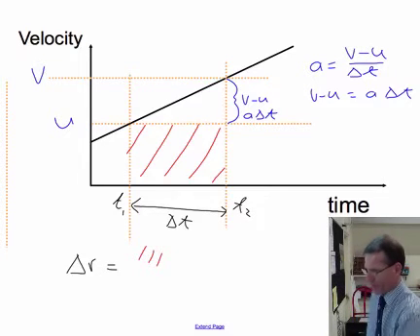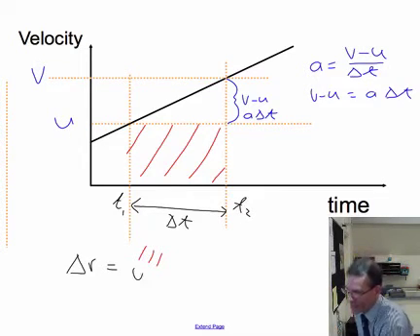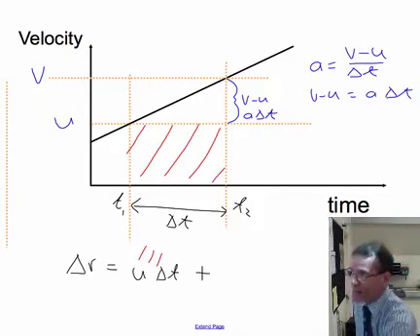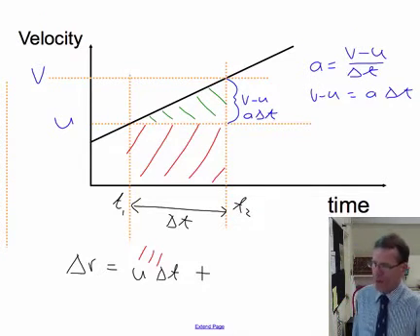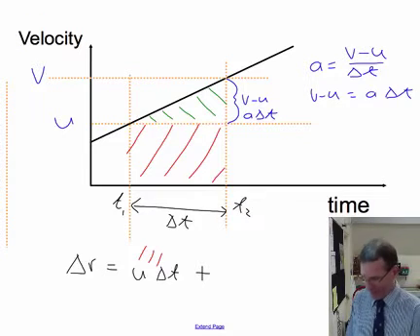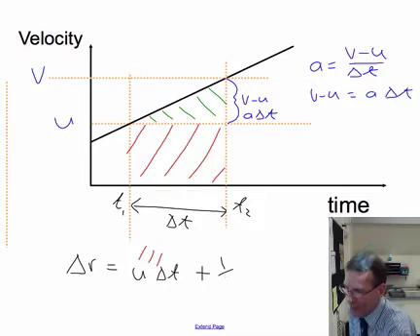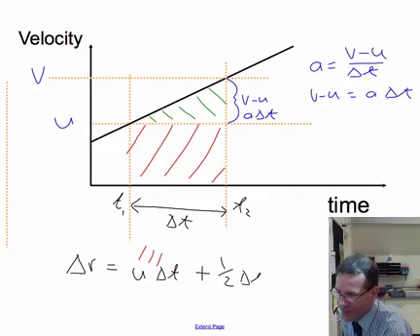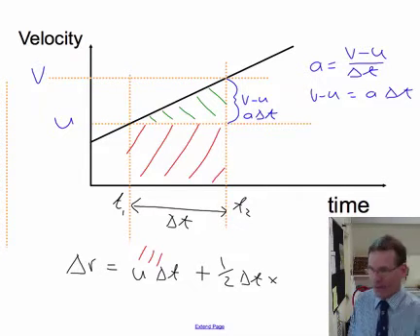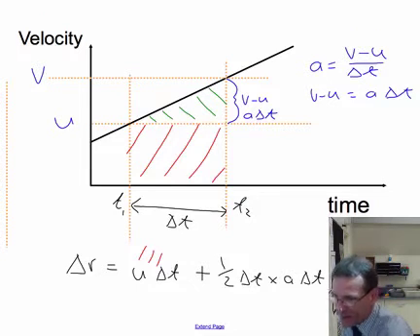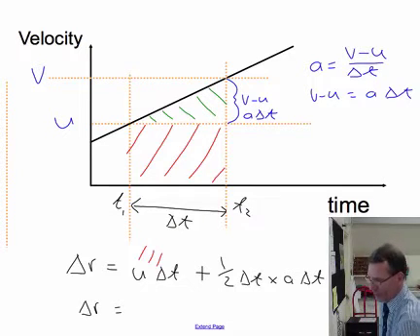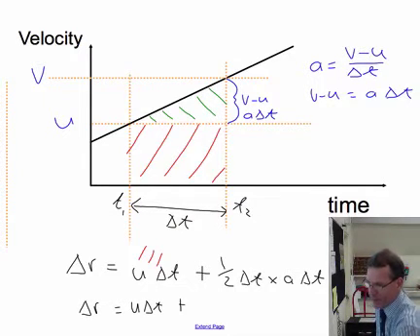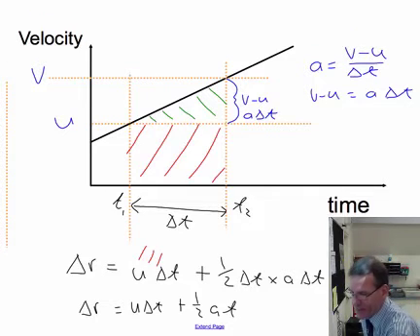So we're working out the area under the red one. Well, it's simply going to be the height here, u, times the change in time. But we have to add on this green area here, the area under the triangle. Now, the formula for the area of a triangle is a half base times the height, if you remember. So that's going to be a half of the base, which is delta t, times the height. Now, what's the height? The height is a delta t. We can simplify that down to delta r equals u delta t plus a half a delta t squared.